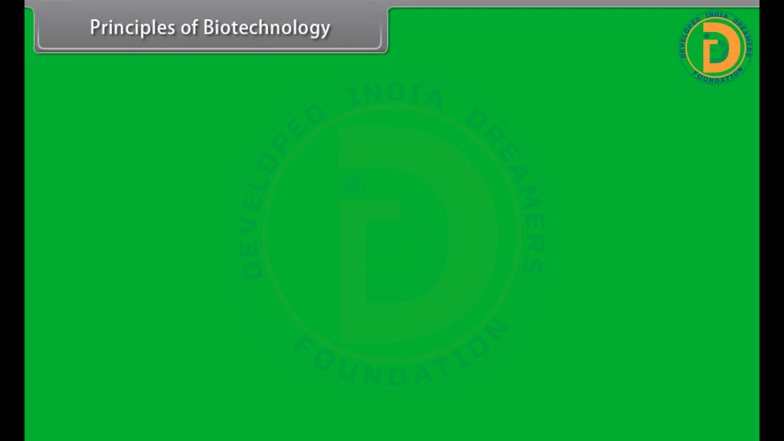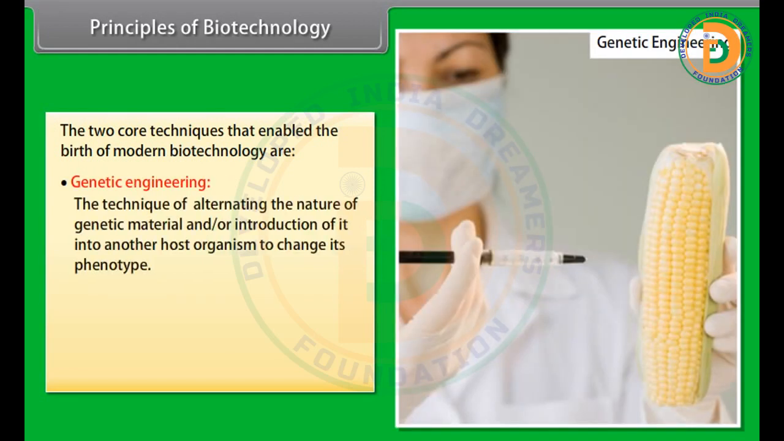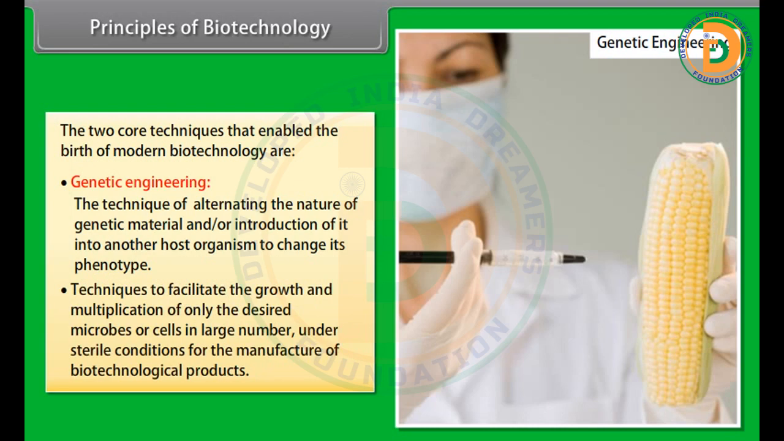Principles of biotechnology. Biotechnology is a technique that uses living organisms to make or modify products to improve plants or animals or to develop microorganisms for a specific use. The two core techniques that enabled the birth of modern biotechnology are genetic engineering: the technique of altering the nature of genetic material and/or introduction of it into another host organism to change its phenotype; and techniques to facilitate the growth and multiplication of only the desired microbes or cells in large number under sterile conditions for the manufacture of biotechnological products.